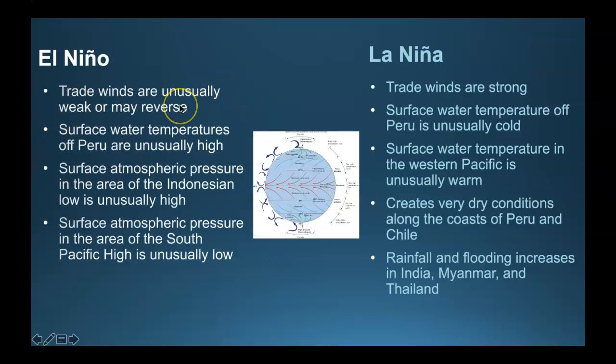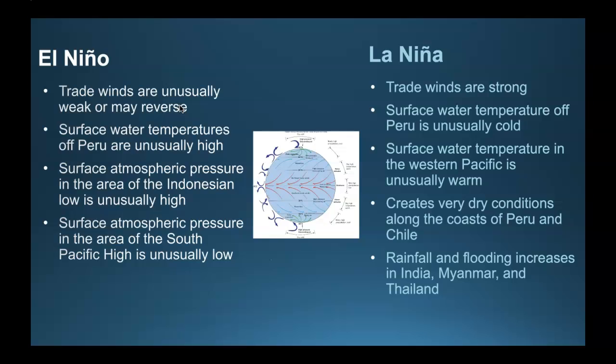In El Nino times, those trade winds are unusually weak. And so because of this, the surface water temperatures over by Peru and South America are unusually high. The Indonesian low gets unusually high, and the South Pacific high gets unusually low. So those are El Nino conditions, and we'll talk in a minute about what that means for the people.